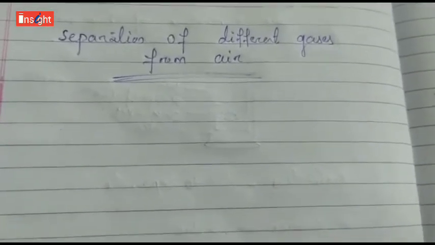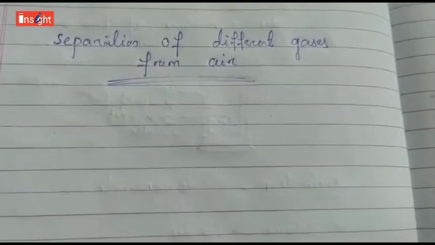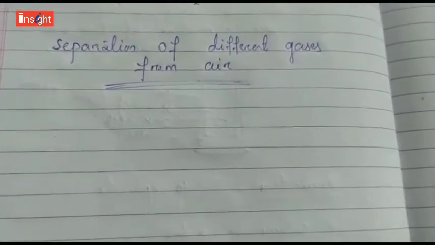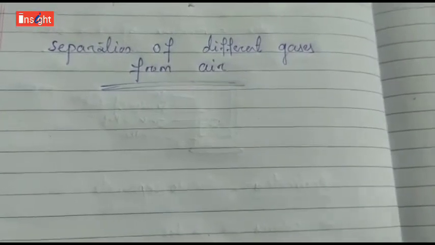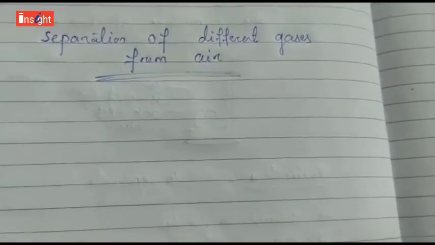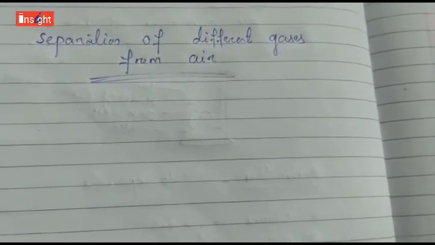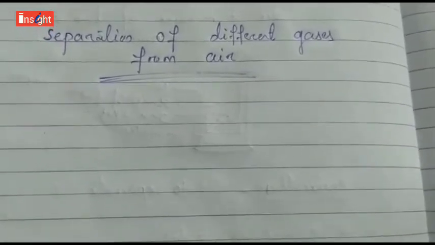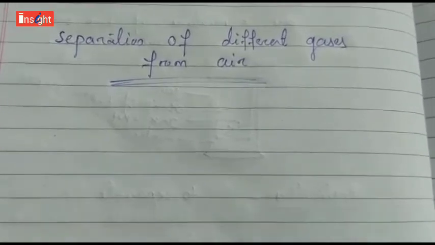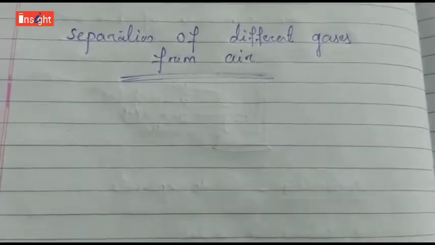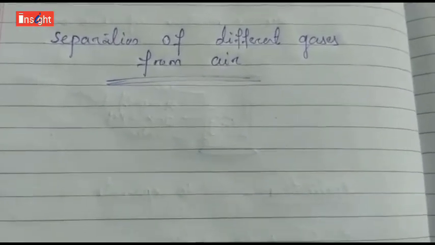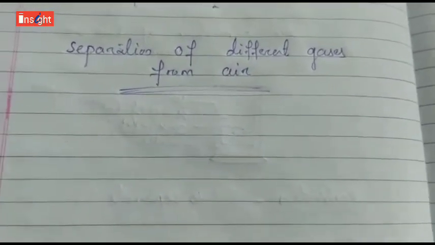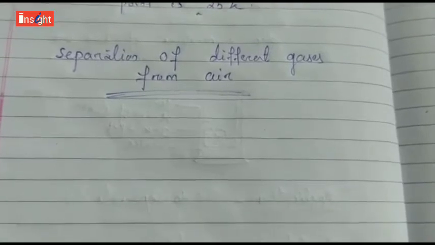We know that air is a homogeneous mixture, with different gases present in it, so it can be separated by fractional distillation. First of all, air is compressed and cooled by increasing the pressure and decreasing the temperature, so that it will be converted from the gaseous state to liquid air.